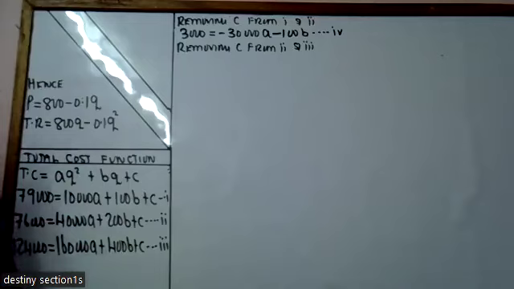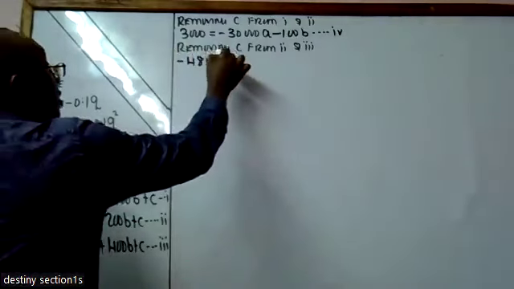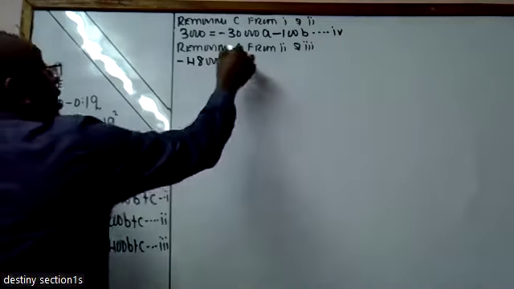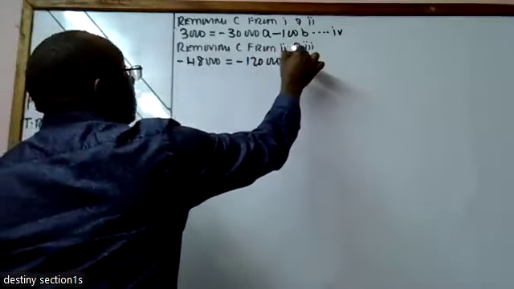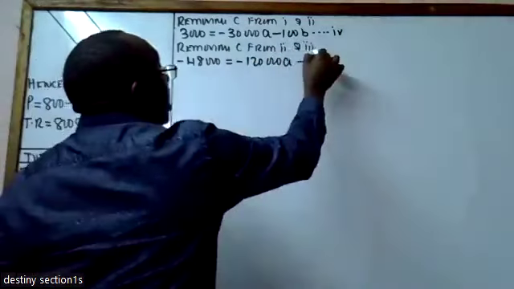Seventy-six minus 124. Nangoja tu, I'm not in a hurry. 48,000, negative 48,000. Let me be 40,000 minus 160,000, negative 120,000 A. And finally, 200 minus 400, negative 200 B.